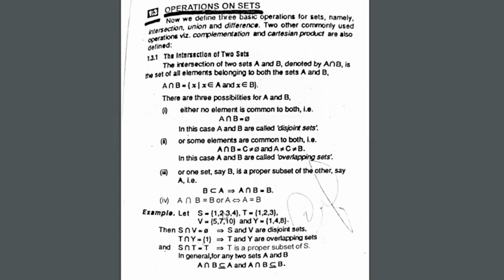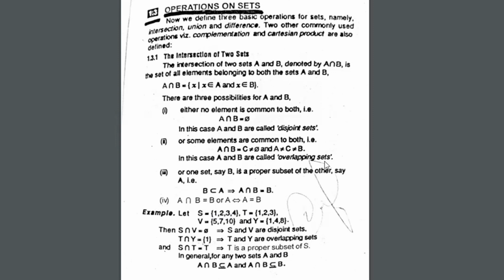So here you can see that T is a proper subset of S, because there is one element in S that is not present in T, and that is the definition of a proper subset: at least one element should not be present in the other. So we will call that a proper subset, and here T is a proper subset of S.